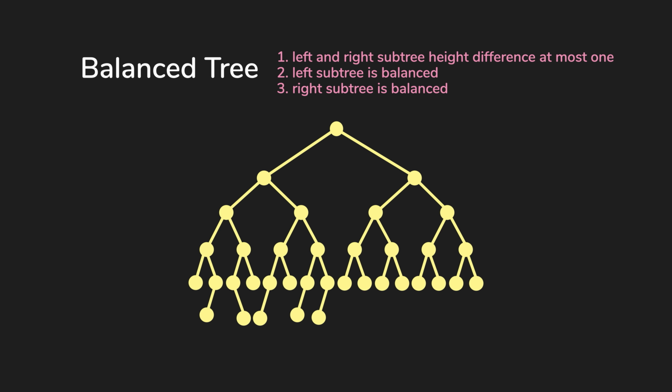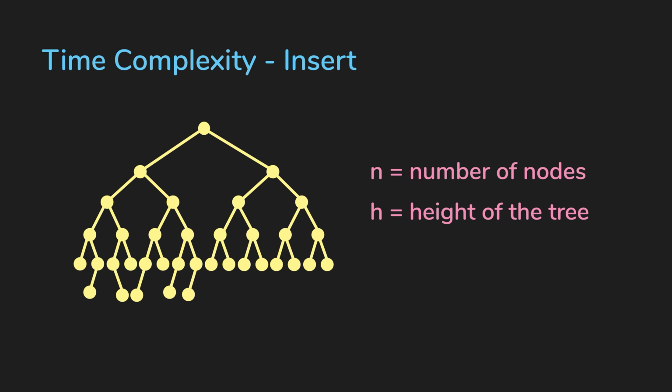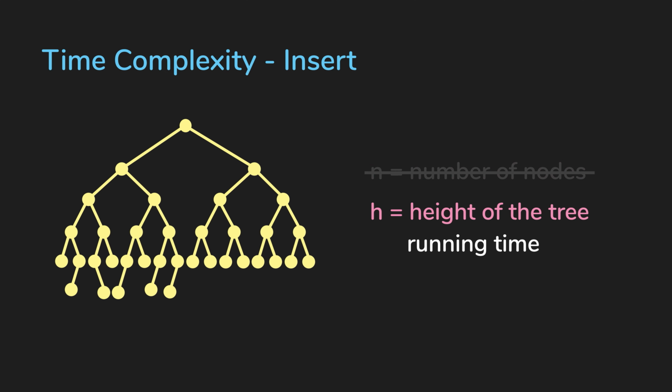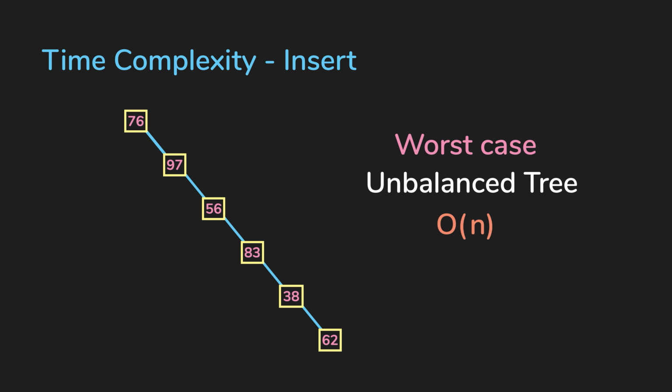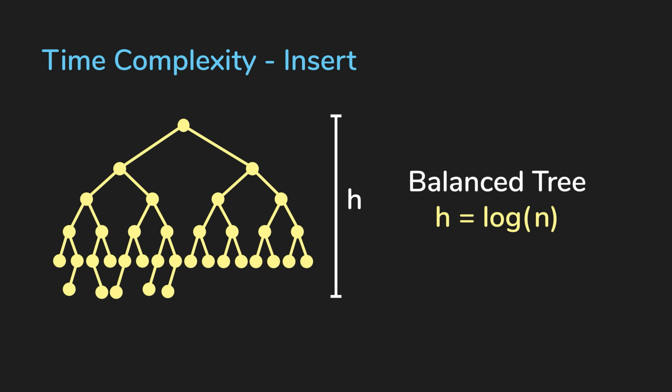Okay, now that you know what a balanced tree looks like, let's think about why it's important for a tree to be balanced. The running time of insert node for a binary tree is not actually based on the size of the tree, which is n for the number of nodes. It's actually based on the height of the tree, which we denote with h. We had a worst case of O of n because the height happened to be also n, since it wasn't a balanced tree. If it were a balanced tree, then the height would be log of n.